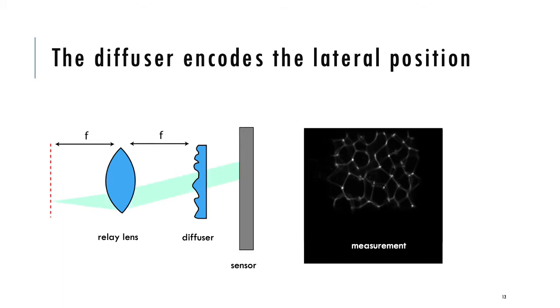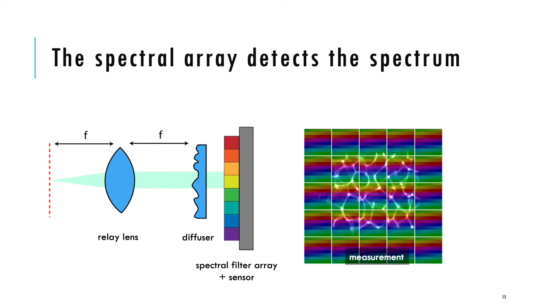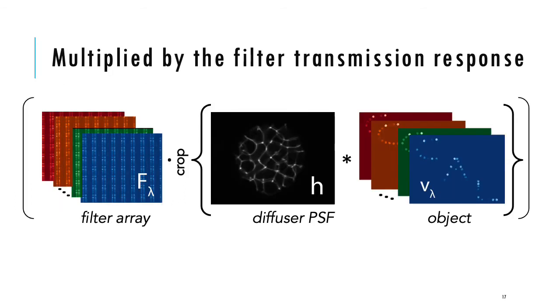As the point moves in the scene, the caustic pattern shifts up and down. The caustic pattern is large enough that it covers multiple superpixels and allows spectral sampling. Since a linear shift of the point results in a linear shift of the caustic pattern, we can describe the diffuser's encoding as a convolution of the scene with the diffuser's point spread function.